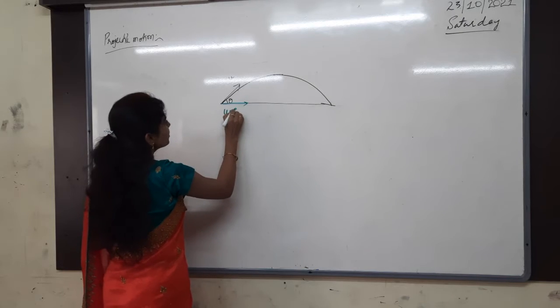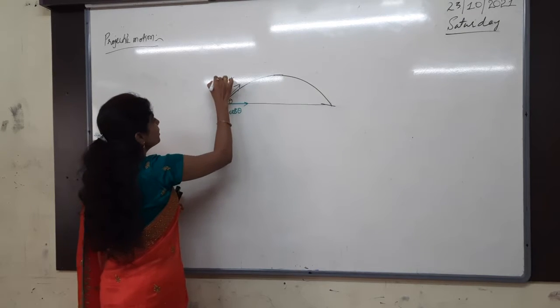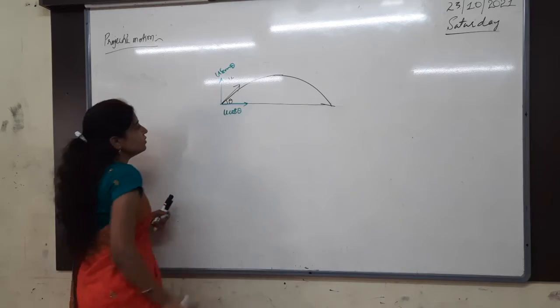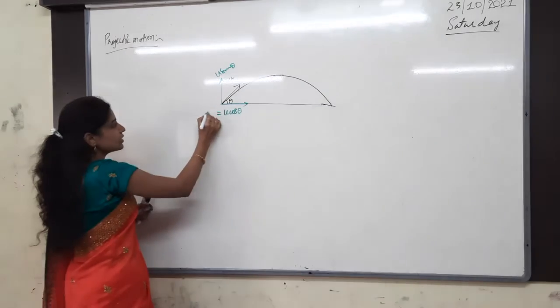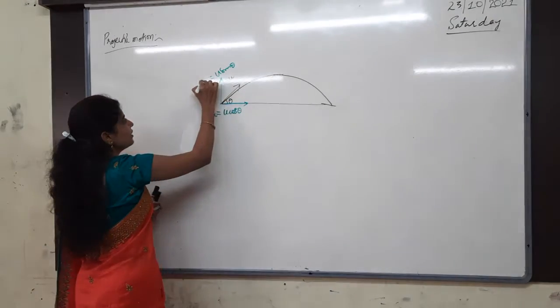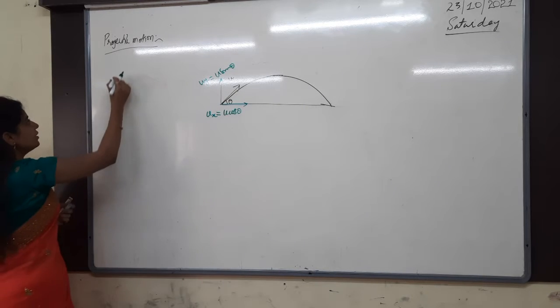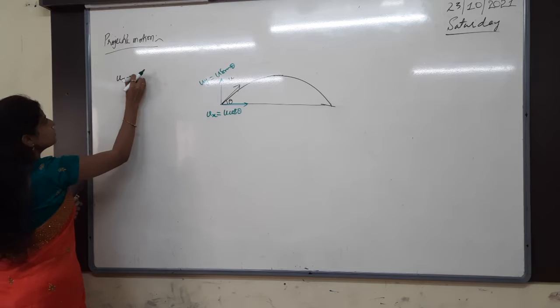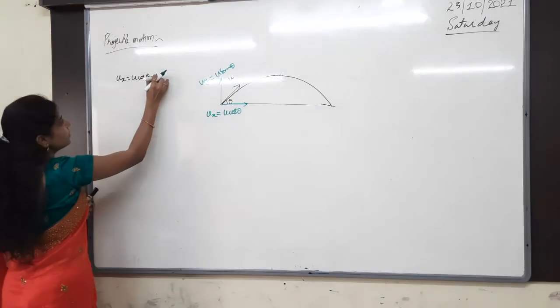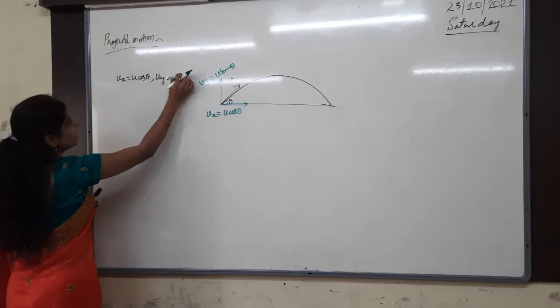The horizontal component is U cos theta, and the vertical component is U sin theta. I will take the horizontal component as Ux and the vertical component as Uy. So clearly I can write that the velocity Ux is equal to U cos theta, and Uy is equal to U sin theta.